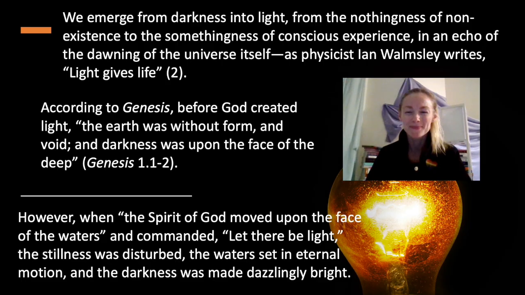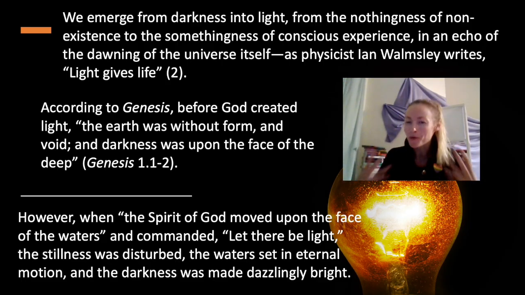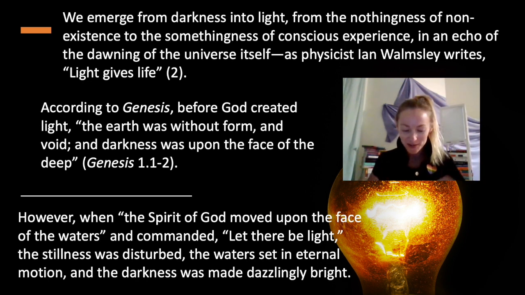Thank you. So the story of Frankenstein is like an origin story, right? It's about the creation of a creature, and what is considered is whether that creature is human or not, whether he's conscious, whether he experiences what we feel. It makes reference to Milton's Paradise Lost. It opens with a quotation from Paradise Lost that I'll bring in later. So very biblical, with references to Genesis and creation. We emerge from darkness into light, from the nothingness of non-existence to the somethingness of conscious experience, in an echo of the dawning of the universe itself.